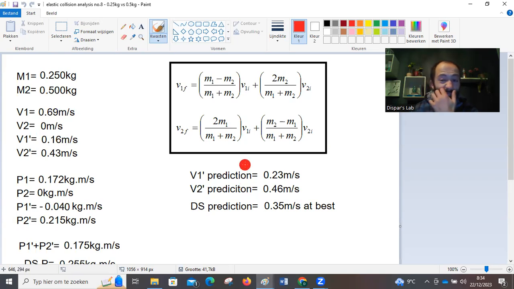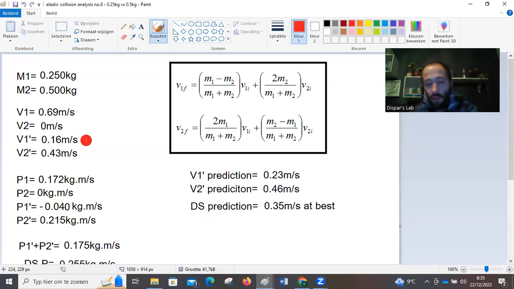Okay, so the prediction for the two mass is that it would come out with 0.46 meters per second using this equation, and the measured velocity is 0.43 meters per second. So 0.43 versus 0.46, a great approximation, really close results. Once again, this formula is quite reliable. And now for the reflection, the prediction would be 0.23 meters per second, and the measured result was 0.16 meters per second.